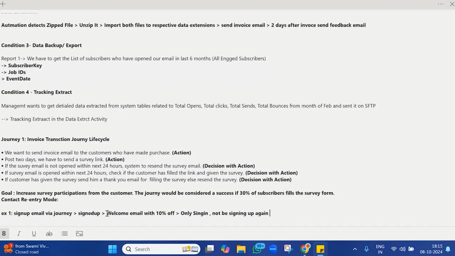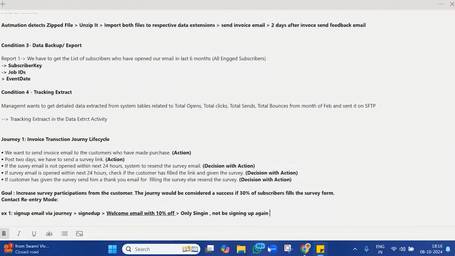That means this welcome email will be sent only on your first sign up. Whenever you go and sign up on any website, you get a welcome email for a new user, 10% off, 20% off. Okay. So if you sign up, then only you get it. If you sign in, you should not get it.